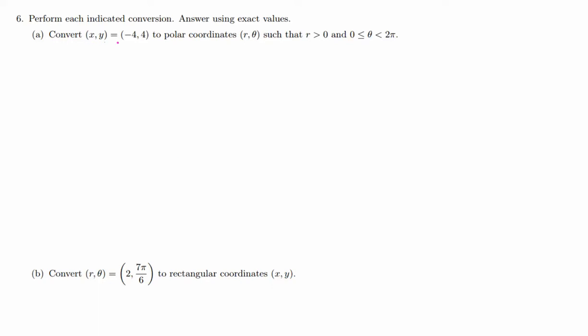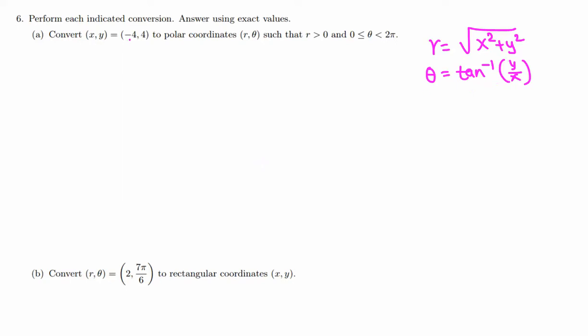Convert xy equals (-4, 4) to polar coordinates (r, theta) such that r is positive and theta is in between 0 and 2 pi. We know that r is given by the square root of x squared plus y squared, and theta is given by tangent inverse of y over x plus pi if the point (x, y) lies in the second or third quadrant.